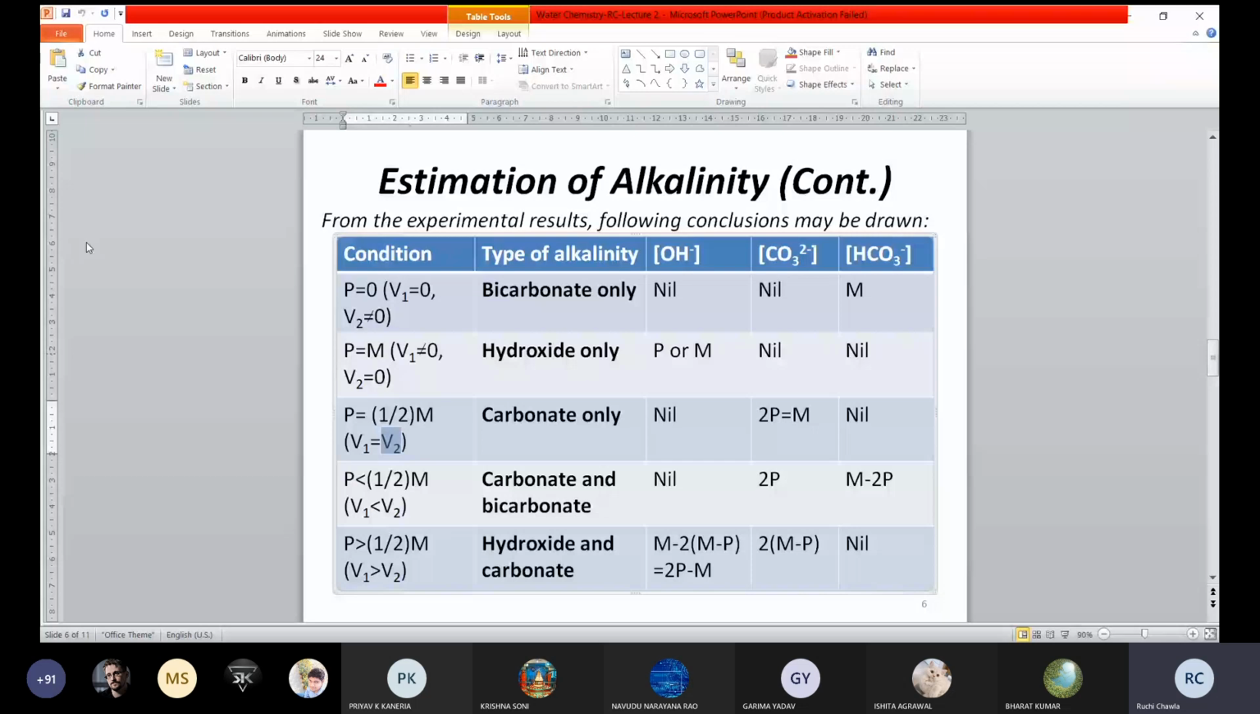Directly you can think about it. This is going to be the case of carbonate only, where hydroxide ions will be absent, bicarbonate will be absent, and carbonate strength can be given by M directly, where M is equal to 2P from this equation. So you either calculate it by 2P or M, they will give you the same result. Clear?